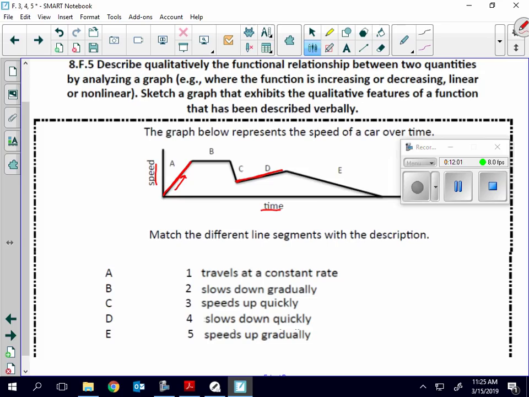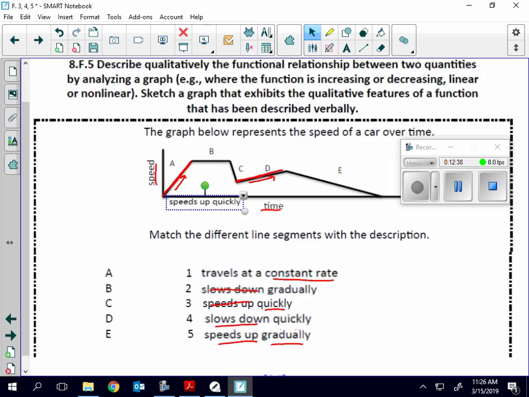Which one increases more quickly, A or D? I would say A. So if we look down here at our options, we have constant rate, we have slowing down, speeding up, slowing down, speeding up. So we want to look at the 2 speeding up, right? Because we're going uphill. So one does more quickly, one does more gradually. So as you can see, I want the one that speeds up more quickly.